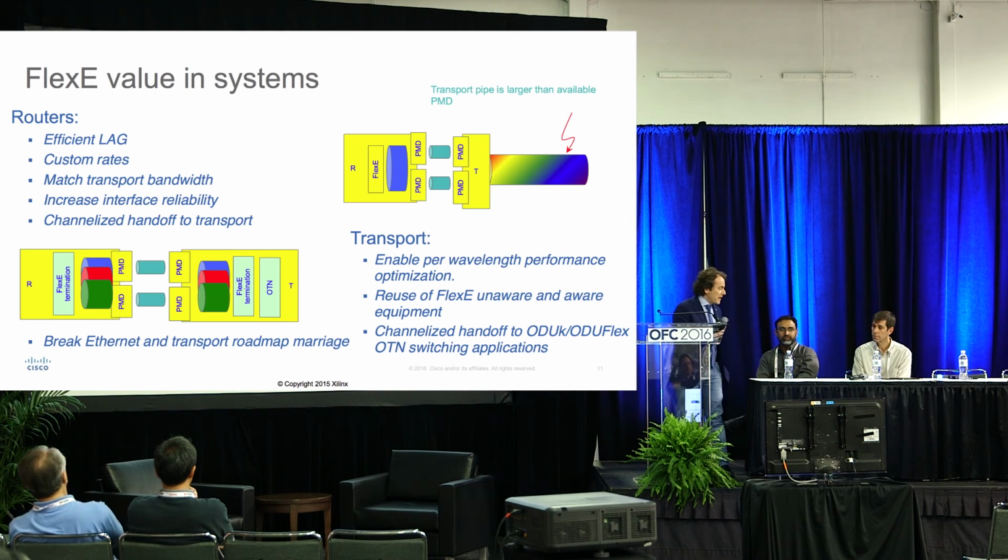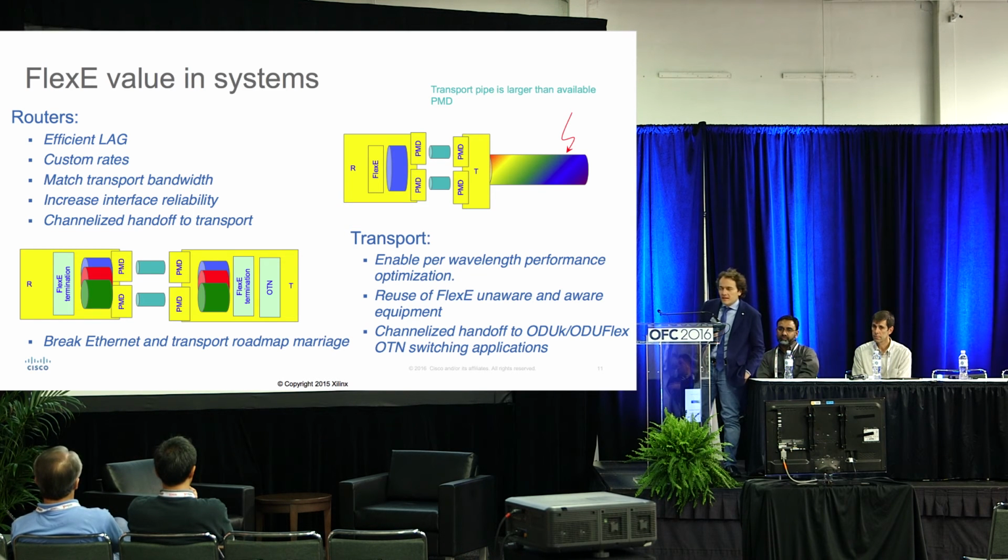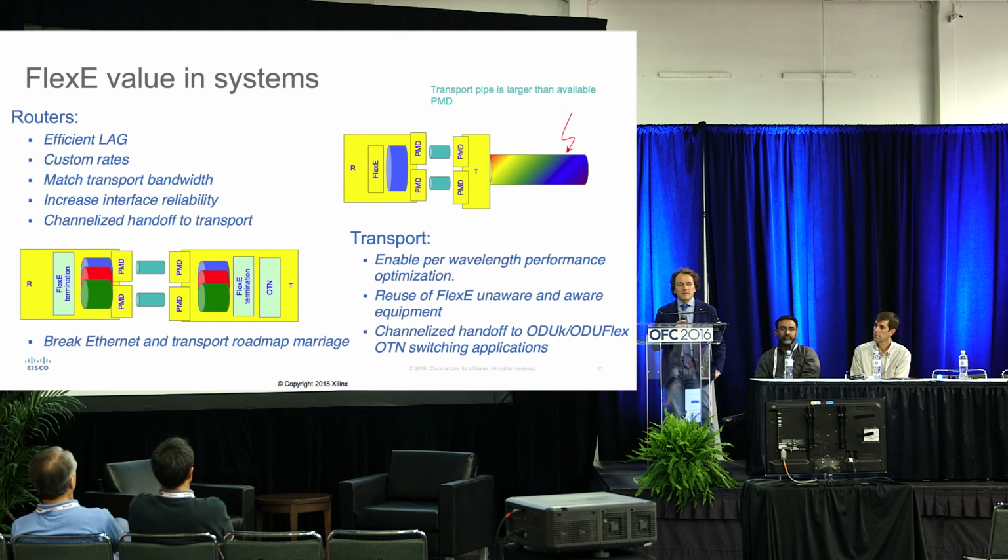We match transport bandwidth, which is again efficiency. We increase interface reliability. This is a complex concept, but let me put it this way. How do you think the 400 gigabit would be implemented? 400 gigabit PMD would be based on multiple 100 gigabit lanes. Now, let's think ahead. We may also have 1 terabit, 1.6 terabit PMD. All of them will be based on multiple lanes.